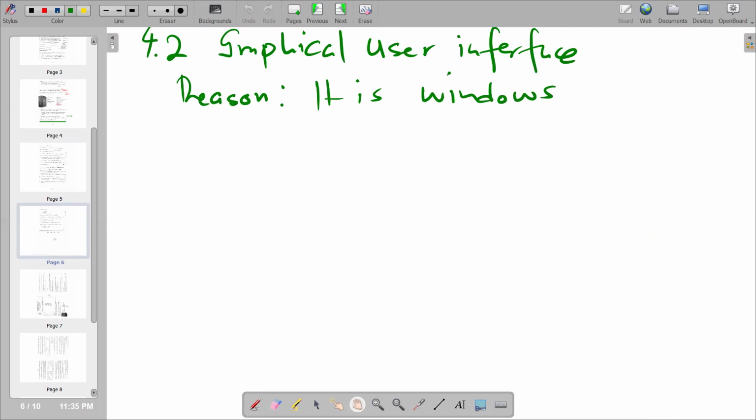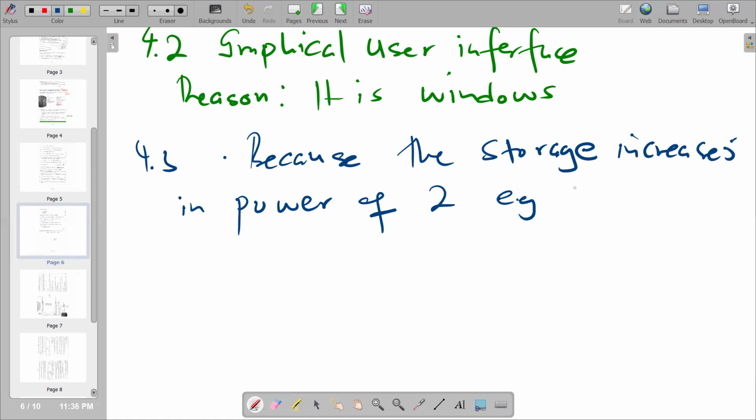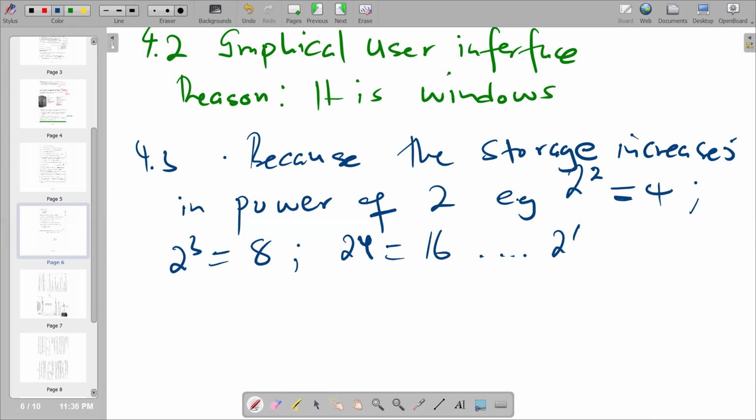So we can put it down in our answer section so that we can easily get the explanation. On 4.3, we are saying it's because the storage increases in powers of 2, and 2 to the power of 2 gives us 4, and also we have 2 to the power of 3 giving us 8, and if you go further, 2 to the power of 4 gives you 16. So if you continue like that, that's the reason.